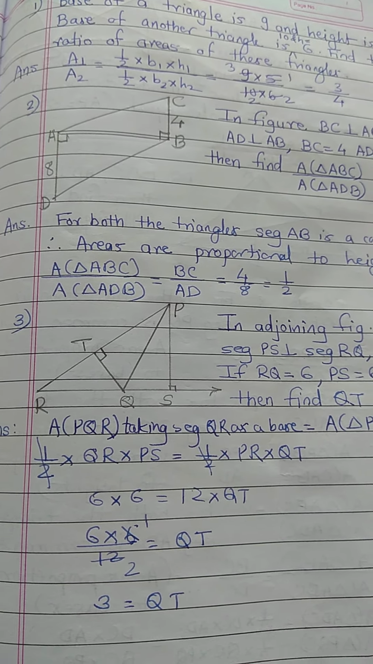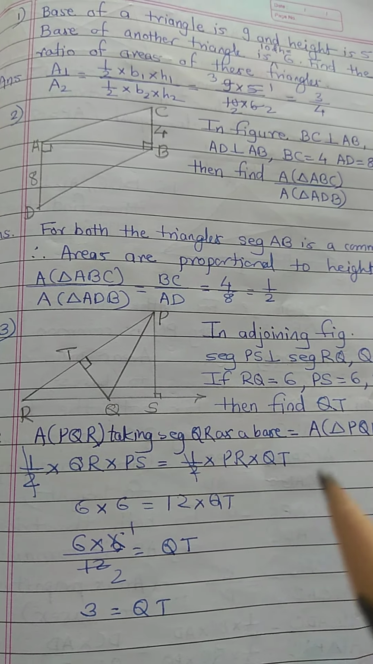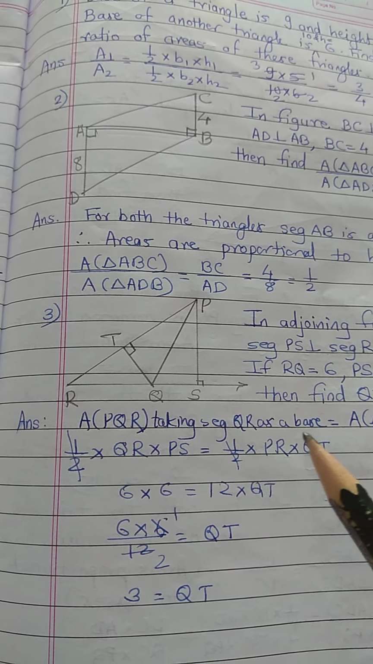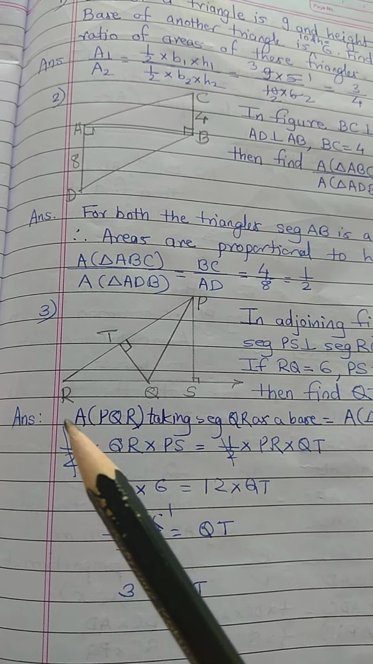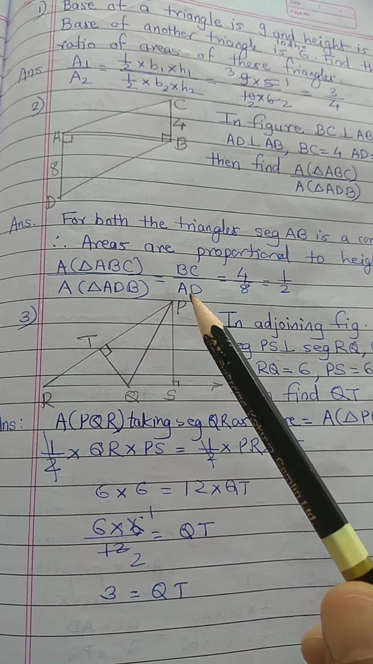So we will equate the area of same triangle by taking QR as a base and taking PR as a base. So area of triangle PQR is 1/2 into base into height. Base, if we take RQ, then height should be PS.